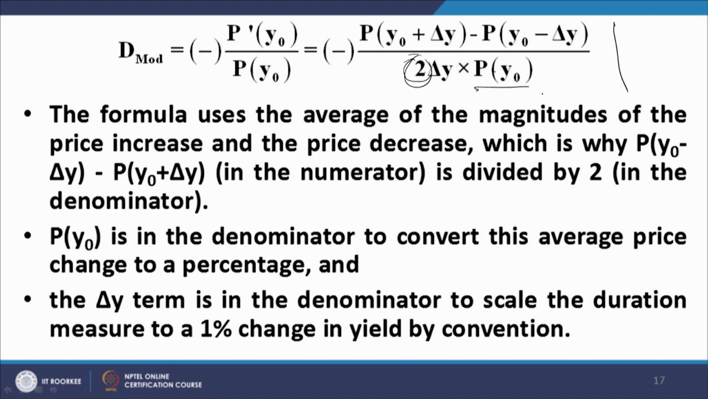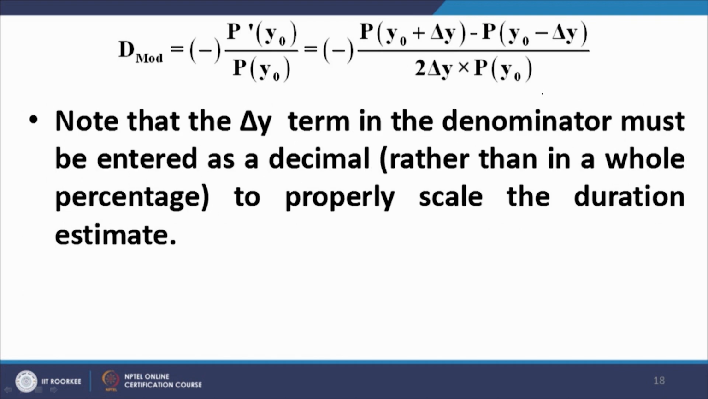Finally, the delta y term in the denominator is used to scale the duration measure to a 1% change in yield, which is the conventional definition of modified duration. Note that the delta y term in the denominator must be entered as a decimal rather than as a whole number. For example, if the yield change is 1%, it should be 0.01 that you introduce as the value of delta y, and it should not be 1, to properly scale the duration estimate.